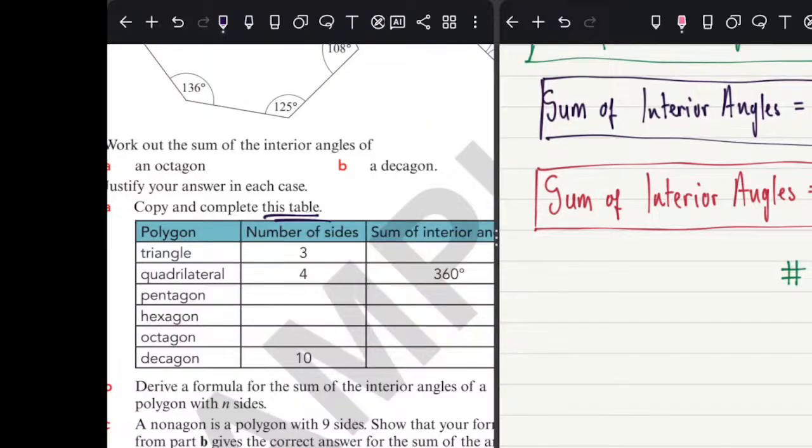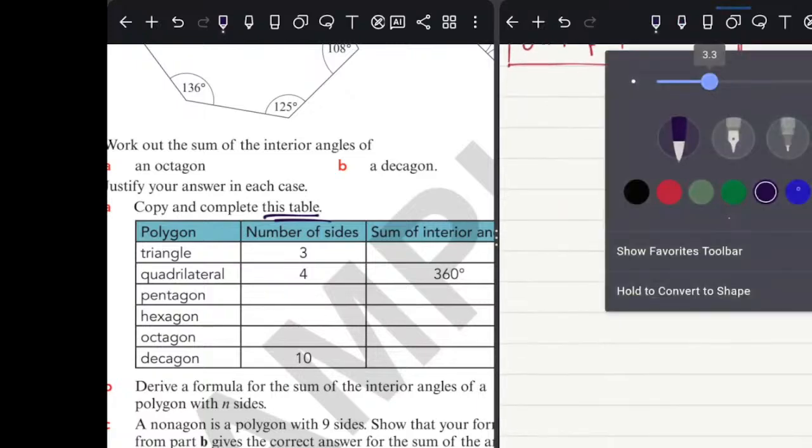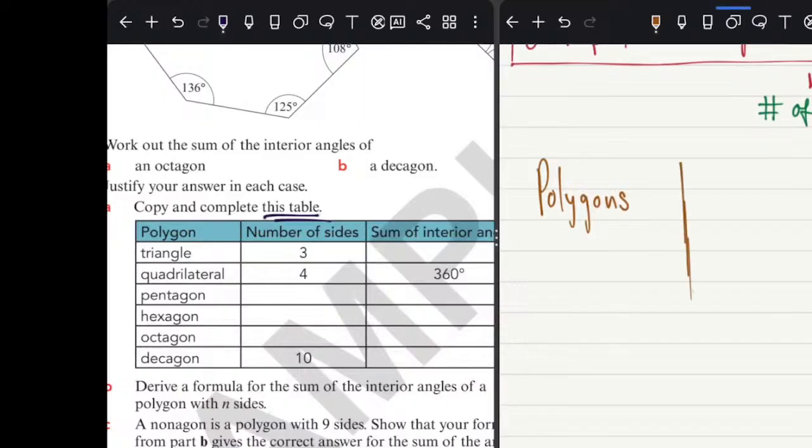The number of sides is easy. For you to know the number of sides, you must know the names of shapes, because in the question, they'll tell you the name. So you must know the names of shapes and how many sides they have. We call them polygons. Polygon is another name for a shape. A shape that has a lot of sides is called a polygon. All the shapes that have many sides are called polygons.